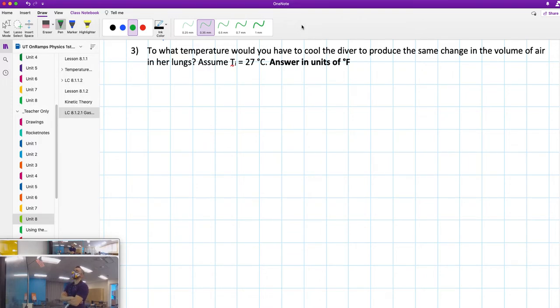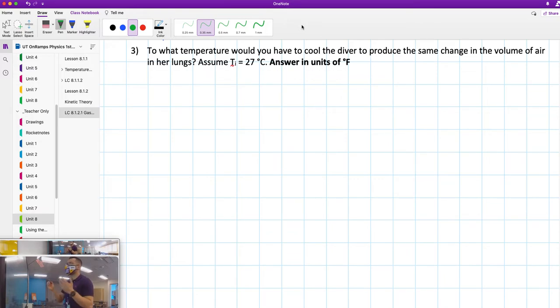Okay, now question 3. It says, to what temperature would you have to cool the diver to produce the same change in the volume of air in her lungs? Assume the initial temperature is 27 degrees Celsius. Answer in units of degrees Fahrenheit. Okay, now we're going to have to do some conversions, of course, because we have Celsius, Fahrenheit, and for ideal gases, we work with Kelvin.